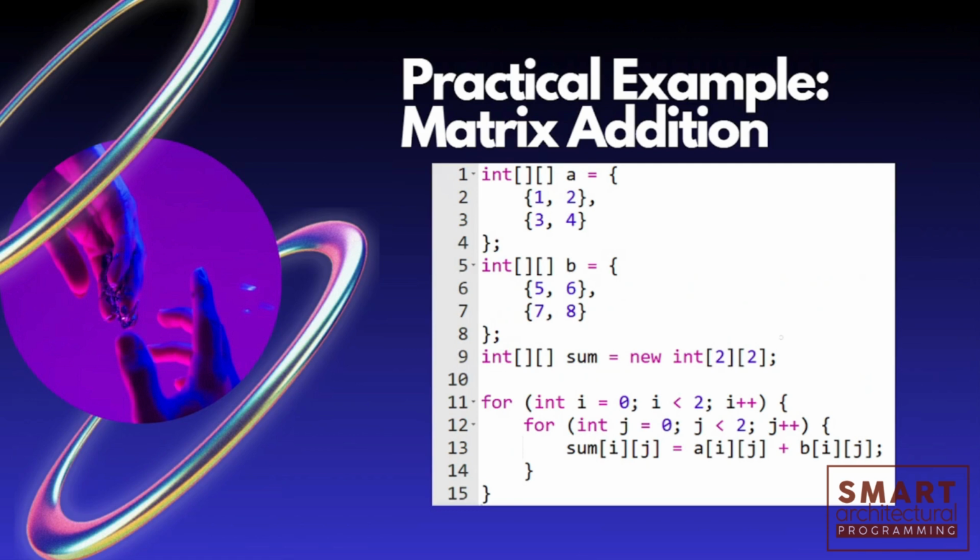So let's look over this code here. As you can see, this code adds corresponding elements from matrices A and B, and stores the results in the sum. It's simple, elegant, and super useful in data science and game development.